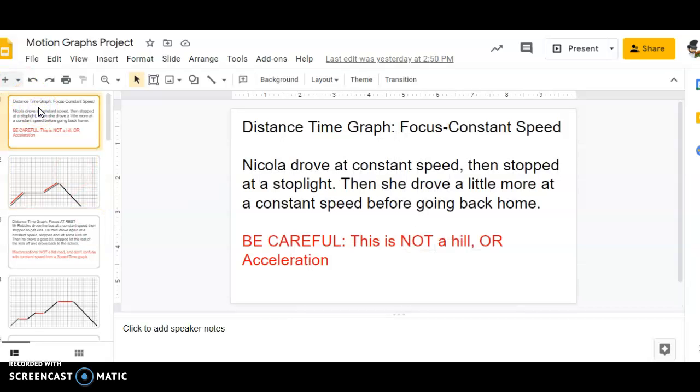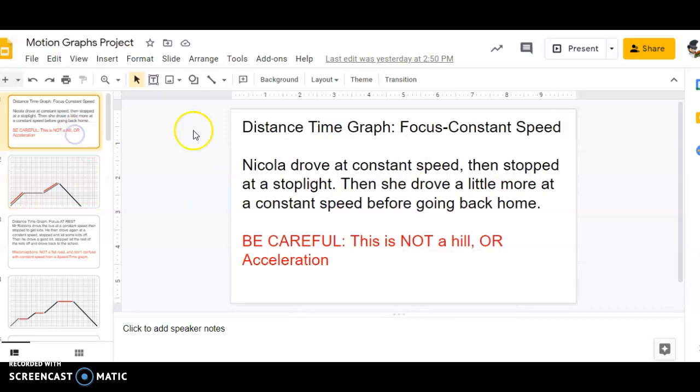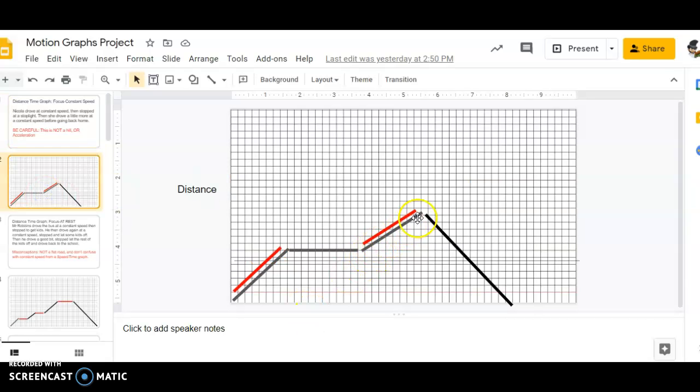We wrote a story. Nicola drove at a constant speed, then stopped at a stoplight. My story works so far. Then she drove a little more at a constant speed, and then she went back home. Okay, so she drove more at a constant speed, then she returned back to home because this is a distance time graph. And we see that it fit.